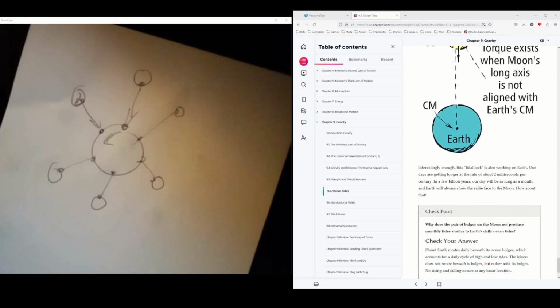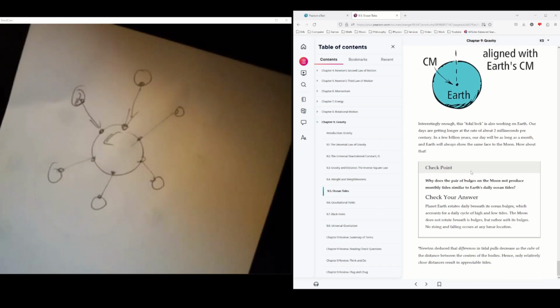And what do they say here? In a few billion years, our day will be as long as a month. And this is when the Earth will always show the same face to the moon. So they're saying billions of years. I mean, I have no idea what that calculation is. I know billion seems a long time. I'd go for maybe 10 million or 100 million, but I can't argue. I don't know what the actual calculation is there. But someday the Earth will rotate perfectly with the moon.